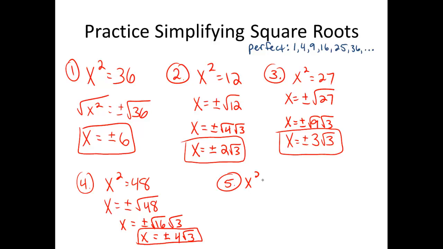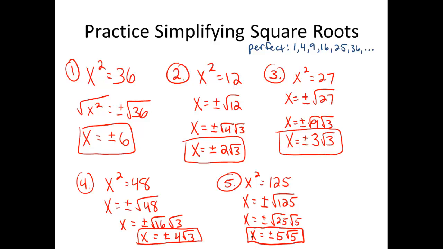Okay, number 5. Let's look at x squared equals 125. We look and see which perfect square goes into 125, and it is 25. It is 25 times 5. So when we simplify this, plus or minus, the square root of 25 is 5, and the square root of 5 is not perfect, so it stays in there. So there's a little review on simplifying square roots.